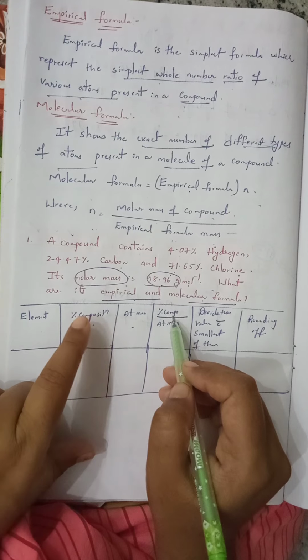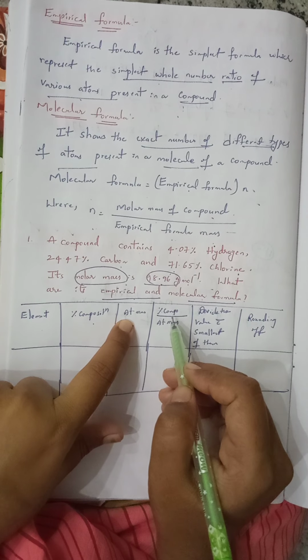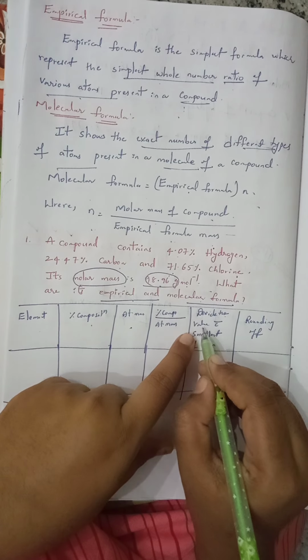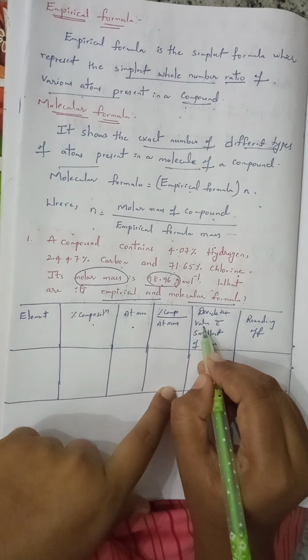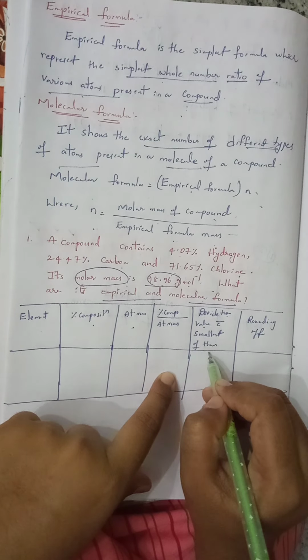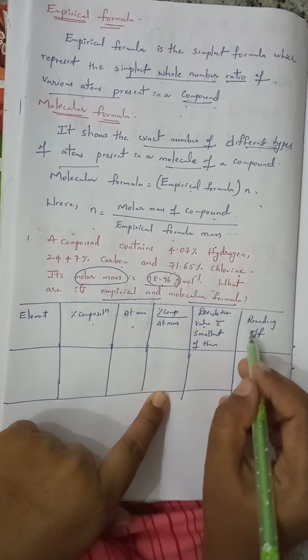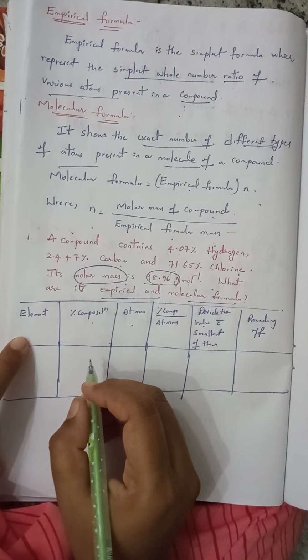Then divide the percentage composition by the atomic mass. You will get some values. Finally, divide whatever values you get by the smallest of them. Whatever the smallest is, we divide everything by it. Finally, round off.